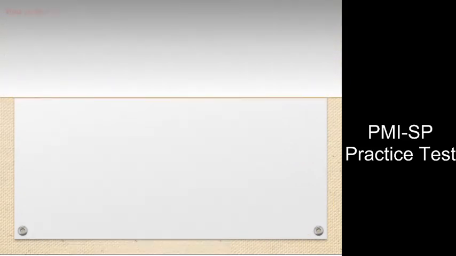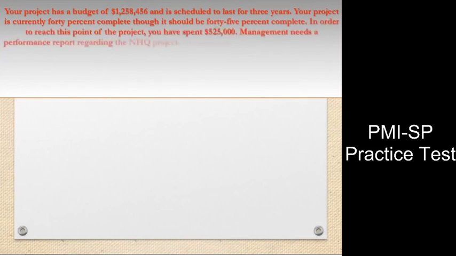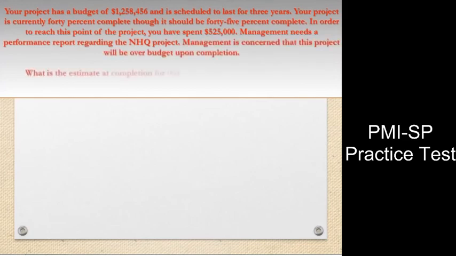Question: You are the project manager of the NHQ project. Your project has a budget of $1,258,456 and is scheduled to last for 3 years. Your project is currently 40% complete, though it should be 45% complete. In order to reach this point of the project, you have spent $525,000. Management needs a performance report regarding the NHQ project.